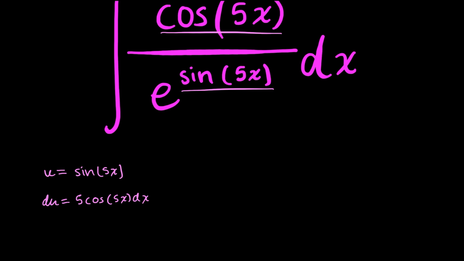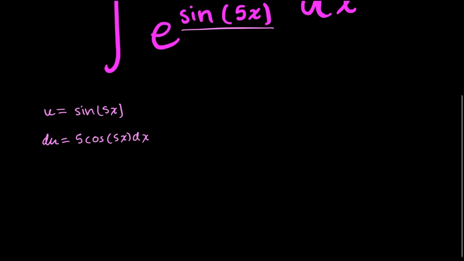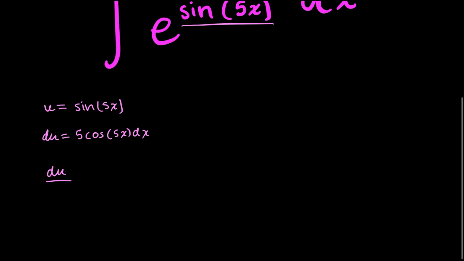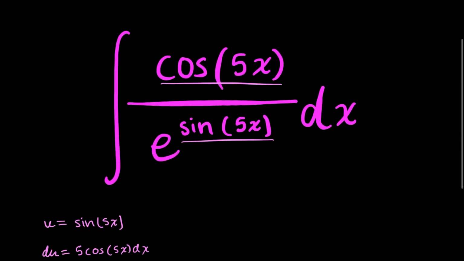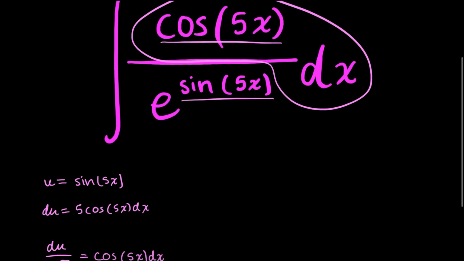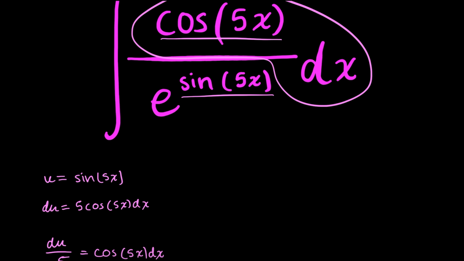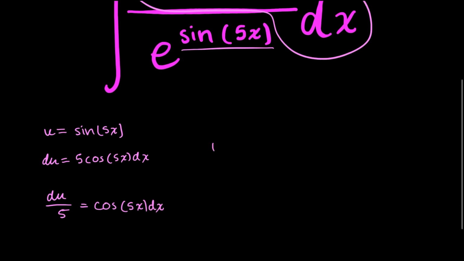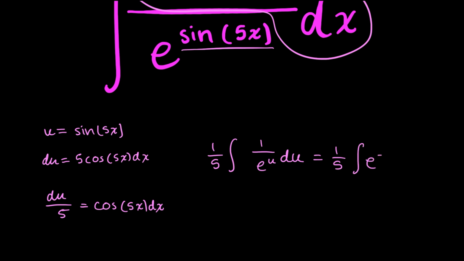And I'm not worried about that constant 5, because I could just divide it. So I have du divided by 5 is equal to cosine 5x dx, and that matches what I have in my original integral, which means I can rewrite this in terms of u. So to do that, I will take that factor of 1/5 outside of the integral, and then I have 1 over e to the u du, or 1/5 integral e to the negative u du.